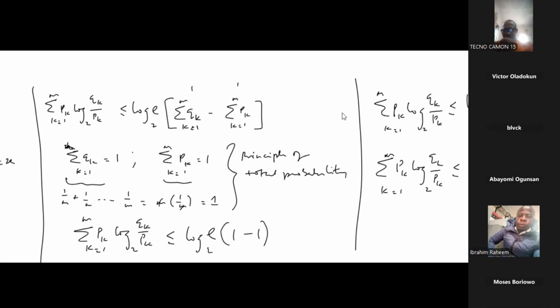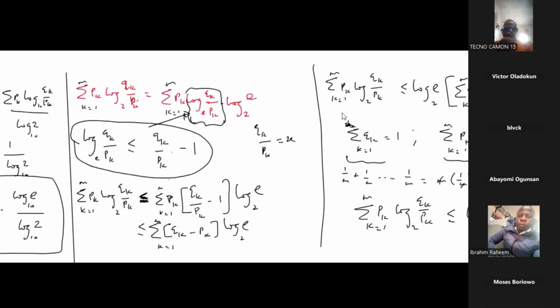Now, if we bring this back, this is where we were at, and we were able to substitute this into this, and then we were able to open it up to say that this is less or equal to log base e. Then this summation we just opened it up. So this is the same thing as sigma q sub k minus sigma p sub k. Now log e base 2 is a constant, right? So that comes out. So we now have sigma q sub k minus sigma p sub k, which is the sum of all the probabilities, right?